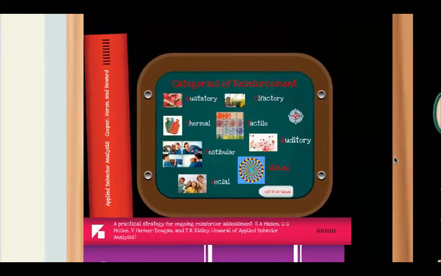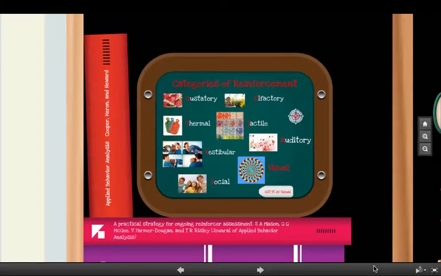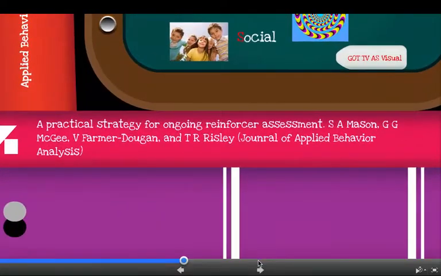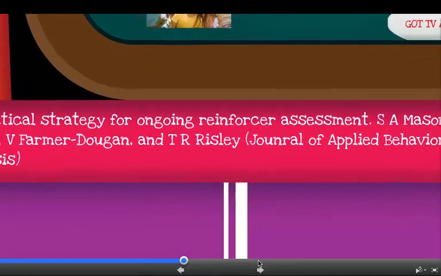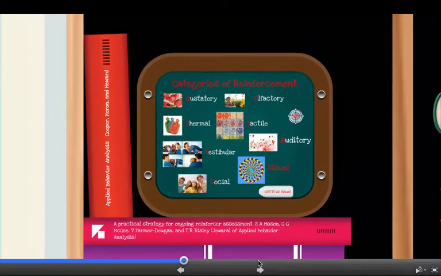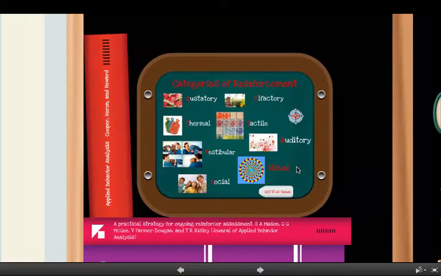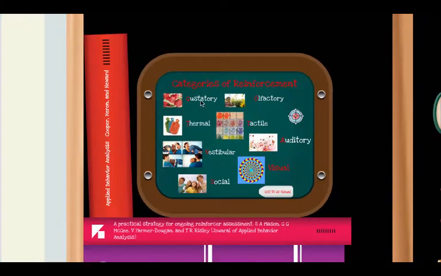I also want to point out that all the information I'm about to give you comes from a very good article published in the late 1980s by Mason, McGee, Farmer, Dugan, and Risley, and this was published in the Journal of Applied Behavior Analysis. So all the information I'm about to review with you has been published and discussed in the flagship journal for us, and that's the Journal of Applied Behavior Analysis.